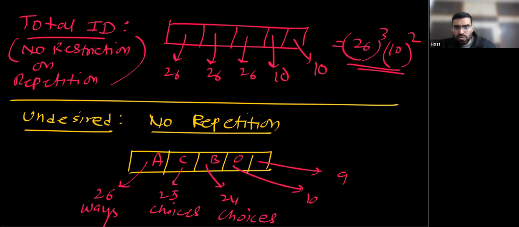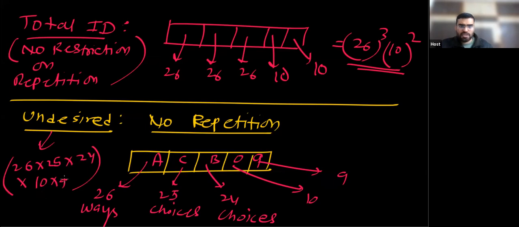I cannot put 0, so for example, let me put 9. Okay, so this is the answer. This is your undesired cases. Undesired cases will be 26, 25. So the answer is 26 into 25 into 24 into 10 into 9. This is the answer for undesired cases.